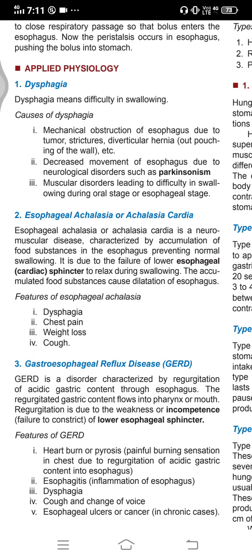Second one, esophageal achalasia or achalasia cardia. Achalasia cardia or esophageal achalasia is a neuromuscular disease characterized by accumulation of the food substance in the esophagus preventing normal swallowing. It is due to failure of the lower part of esophageal or cardiac sphincter to relax during swallowing. The accumulated food substances cause dilation of the esophagus. Features of esophageal achalasia: dysphagia, chest pain, weight loss, and cough.